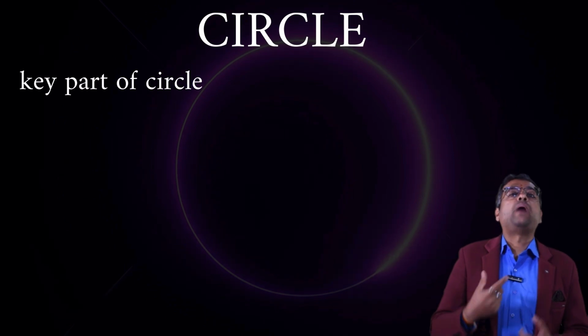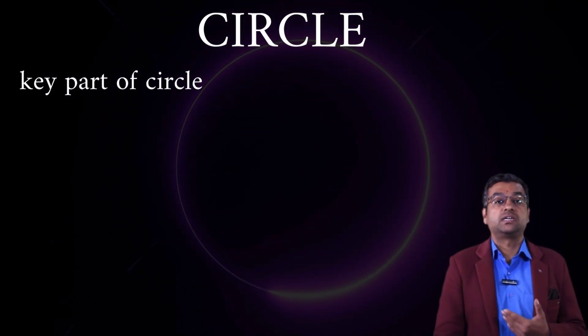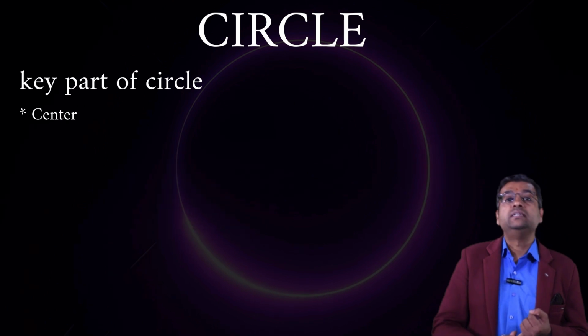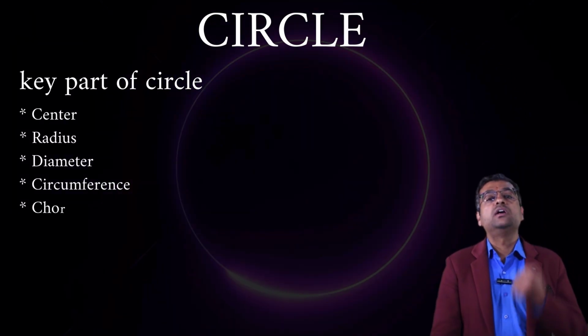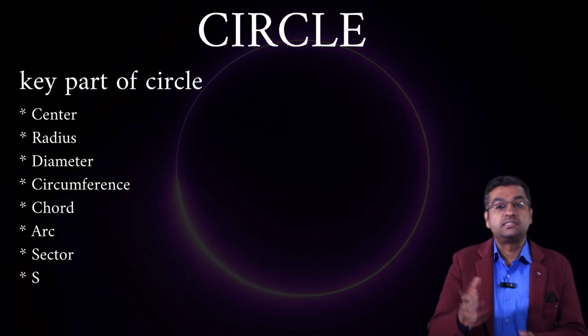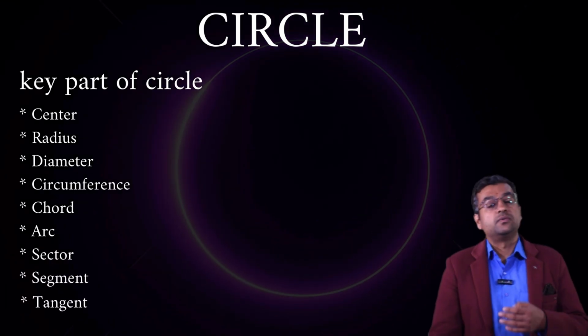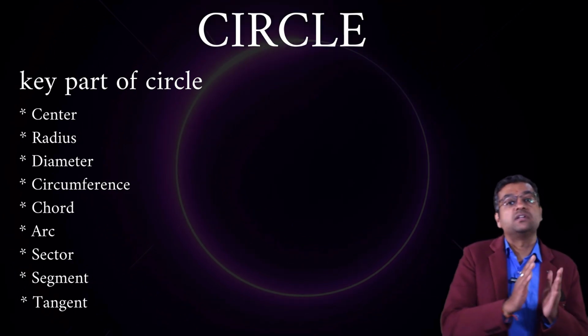Moving on to the key parts of the circle. So what are the parts of circle we come across? So we come across center, radius, diameter, circumference, chord, arc, sector, segment, and tangent. So let's discuss all these parts in detail.